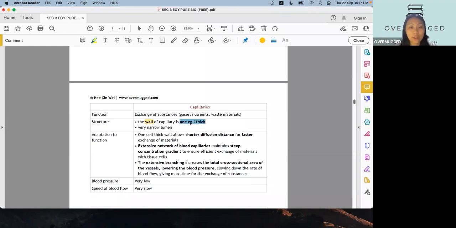And it has a very, very narrow lumen. It is so narrow that for blood capillaries, the red blood cells have to line up to pass through. So that's how small the lumen is.